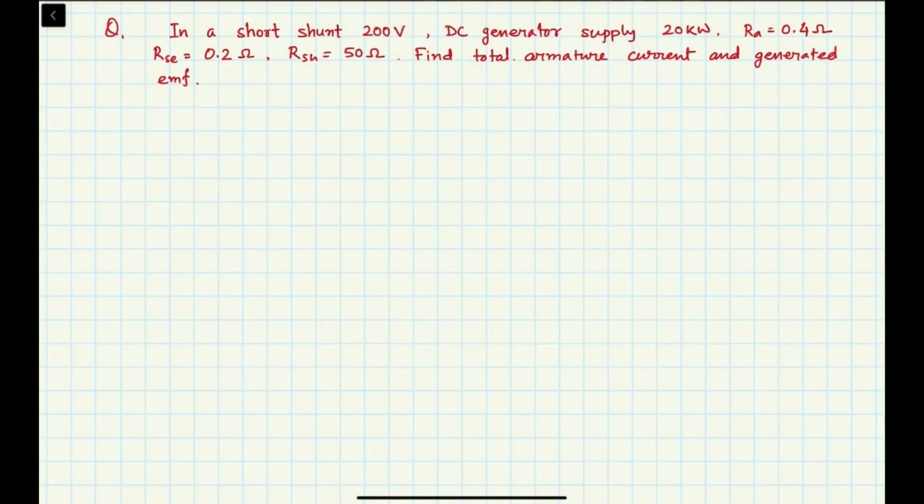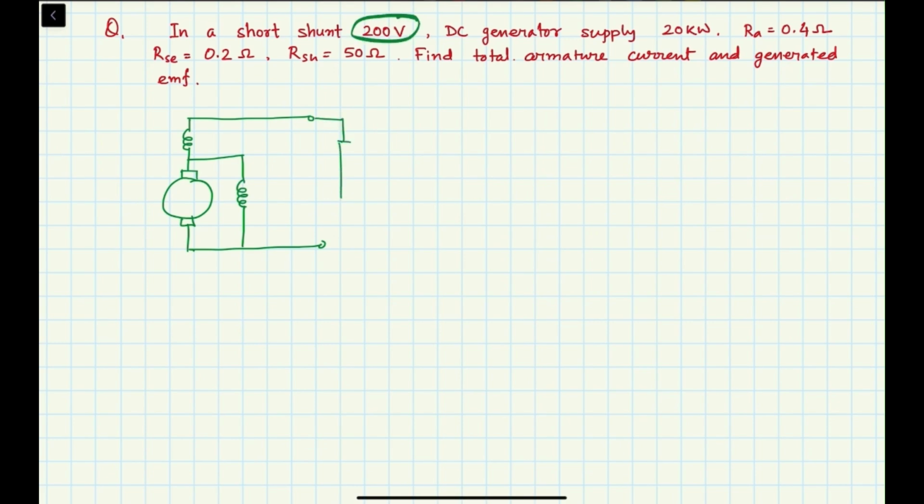Now coming back to the problem. I think you can try to solve it, and then I will solve the problem. So let's draw the connection of short shunt first. Here we have the series winding and the short shunt connection. That's the generator and the rating is given as 200 volt. So here if we connect the load, here we will have 200 volt.